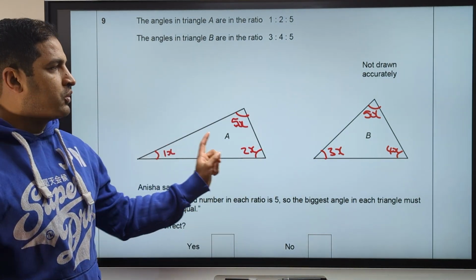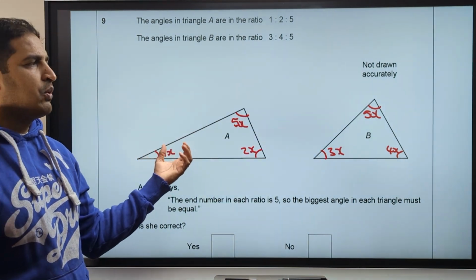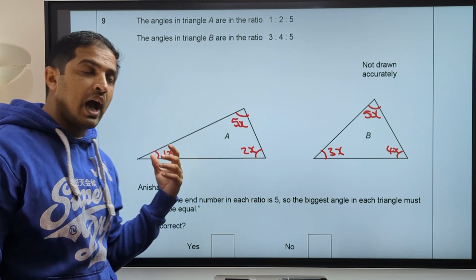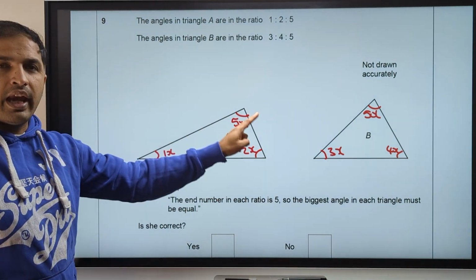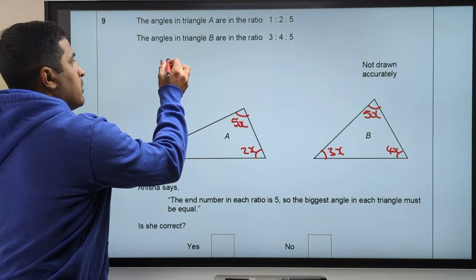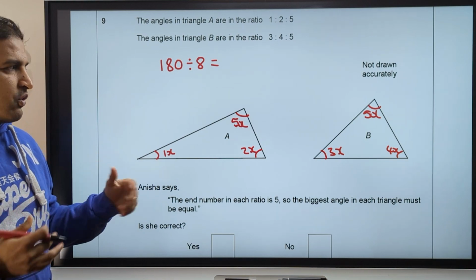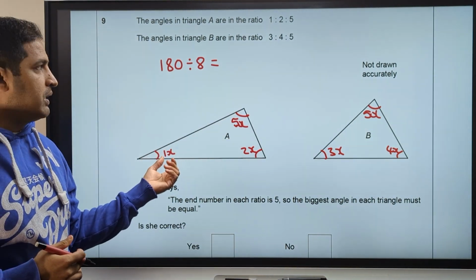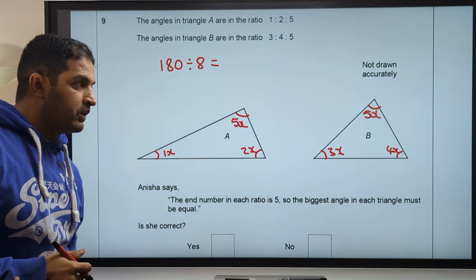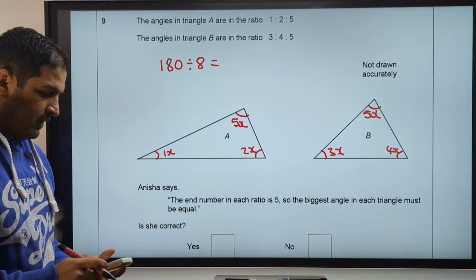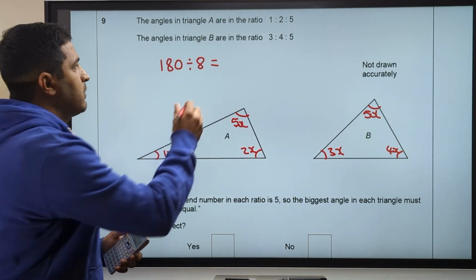The end number is 5 on both triangles, so the angle must be equal. That's not true, because these two depend on what the total is going to be. Here, if you put it in terms of the x, you can clearly see what I need to do. I need to split that 180 degrees equally into these 8 x's. So I'm going to do 180 divided by 8. Now that gives me what one part of this triangle is going to be. So you're saying first one is going to be worth, second one is going to be worth, third one is going to be worth, and so on. So if I do 180 divided by 8, that is 22.5.